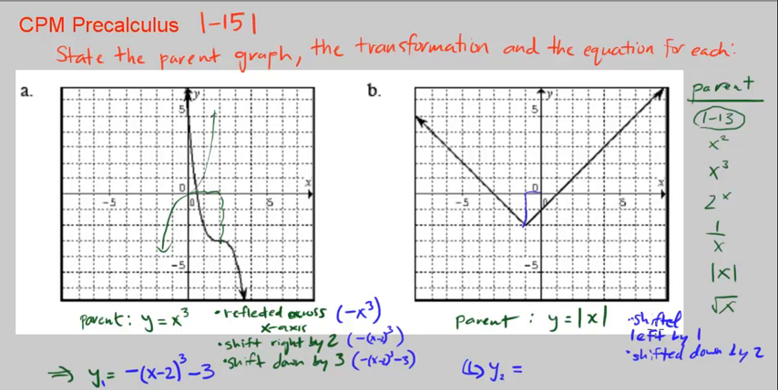So we take the original one to shift it left. So left and right, we need to put it within the argument. So left means plus 1, right? And then shift down means outside the argument. So it's x plus 1 inside the argument. Down is minus 2. So this is going to be the absolute value of x plus 1, and then we subtract 2 on the outside of the argument. You could put parentheses here, but it's optional because take them away and you still have the absolute value. All right, so this ends CPM Precalculus Chapter 1, number 151.